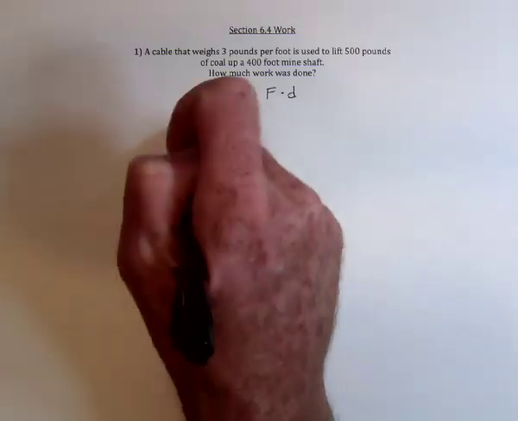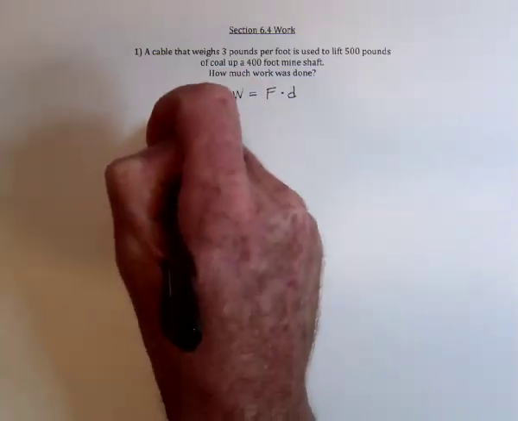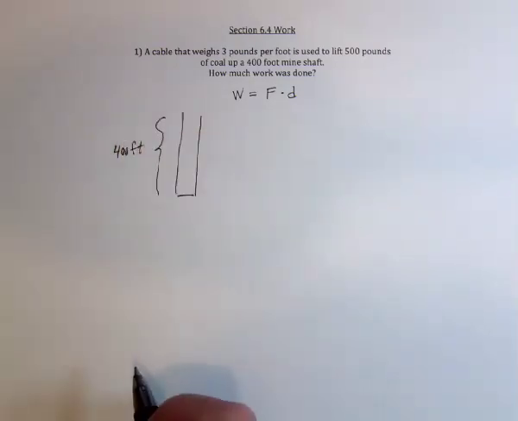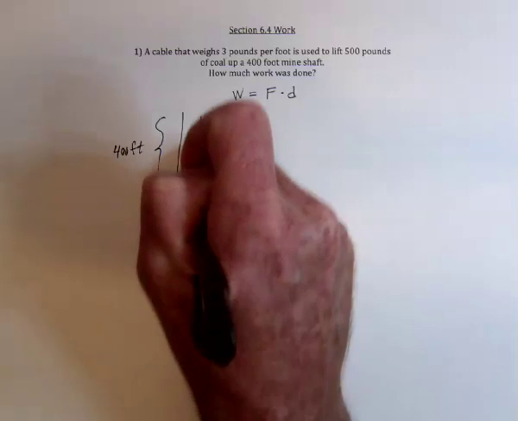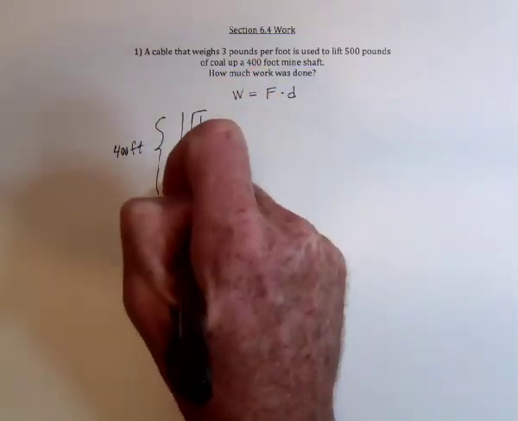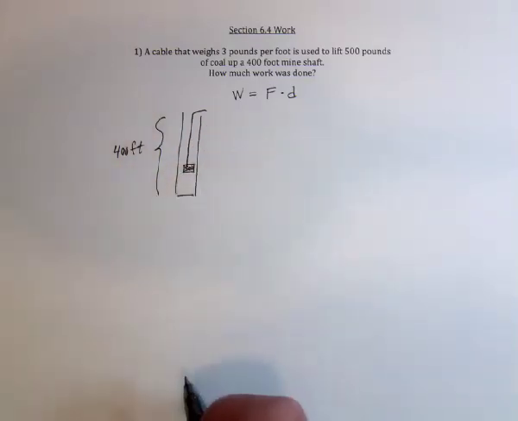And with this, we've got a mine shaft that is 400 feet and an object that is 500 pounds. So let's say that we're bringing it up using this cable, and here's the 500-pound object. Well, the cable also is heavy, 3 pounds per foot.